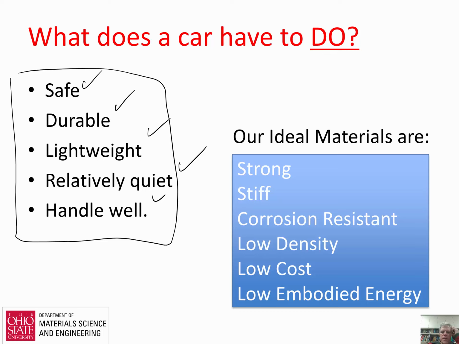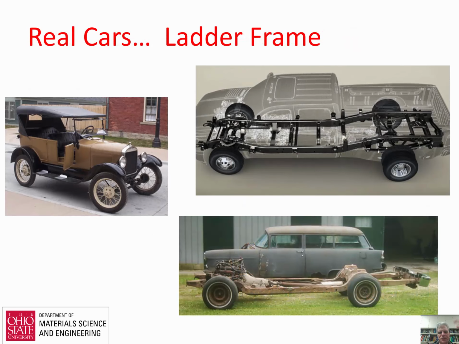So what we want is our ideal materials for the safety cage are strong. If you want things that are going to be relatively quiet and handle well, that tells you have stiff materials. We also have to worry about corrosion. Low density is good because you get a lot more material per pound if you have a low density material. You like things to be low cost, and for sustainability you'd also like low embodied energy. So these are all materials properties that we can design with, and this is the way your students can go forward with this. Again, let's think about cars a little bit.